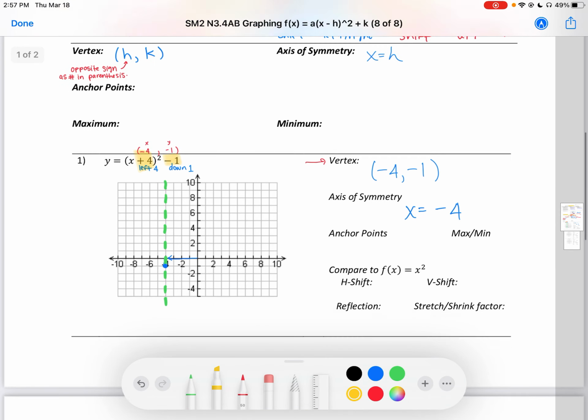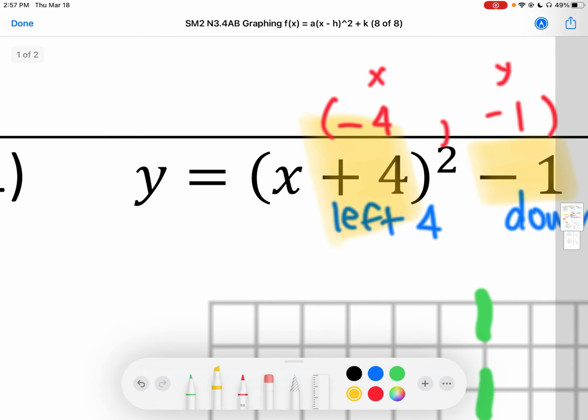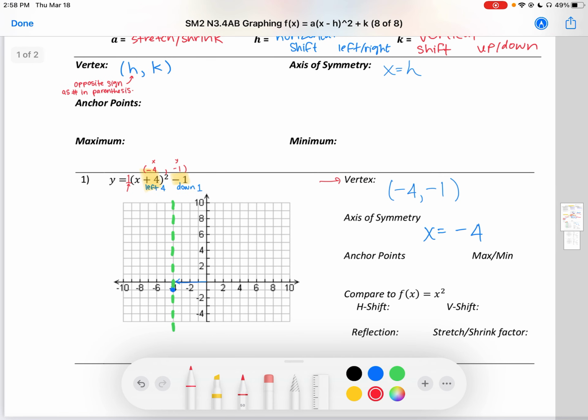So let's go down here to this one right here. What is a in this case? Okay, a is the number right here in front, but there isn't one, right? So there's just 1. There's an invisible 1. So a is 1. That means this graph is not going to be stretched or shrunk compared to the parent function. It's going to be the exact same shape.